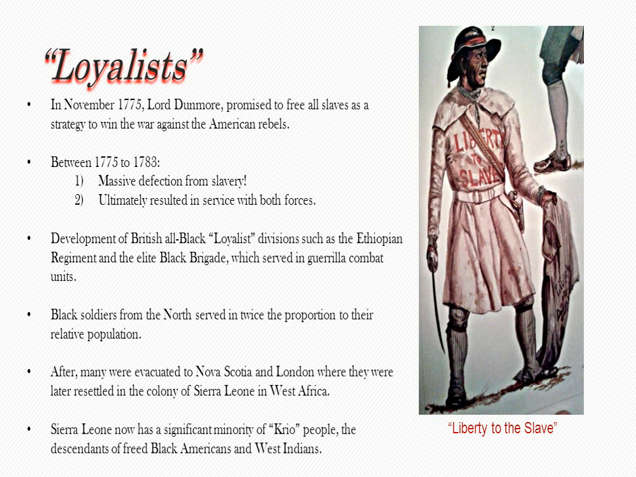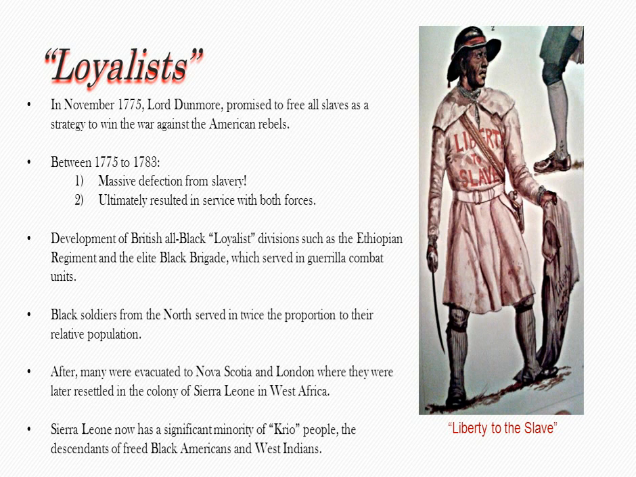So, in November 1775, Lord Dunmore promised to free all slaves as a strategy to win the war against the American rebels. He said that anyone that would fight for the British would automatically be liberated. And this had the desired result. Between 1775 and 1783, we see a massive defection from slavery in the colonies, and it ultimately resulted in service with both forces. The development of British all-black loyalist divisions, such as the Ethiopian Regiment, which is what's pictured here to the right, wearing the Liberty to the Slave sash, and the elite Black Brigade, which served in guerrilla combat units, were created during this time period.